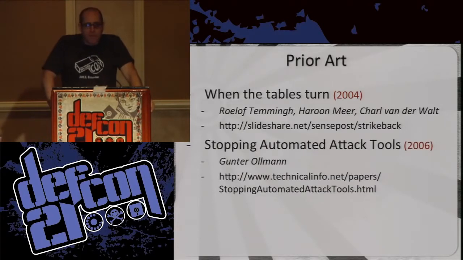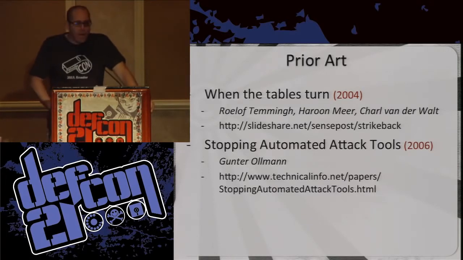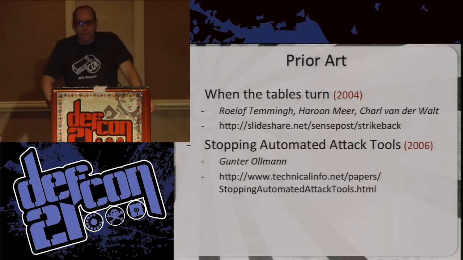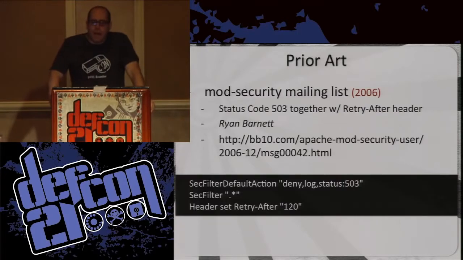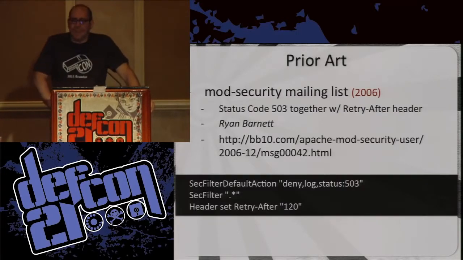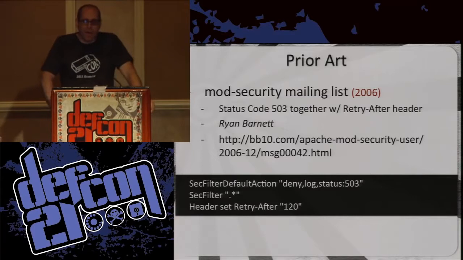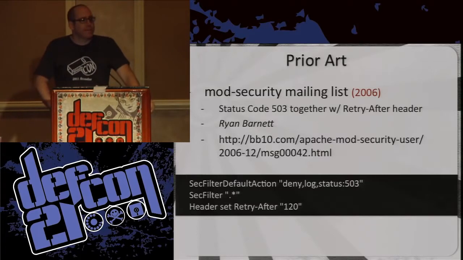There was an interesting paper by Gunter Olam, and I've probably totally mispronounced his name there. There's a PDF where he talks about stopping automated attack tools. I was like, okay, well, this must cover it. And he covers lots and lots of stuff, but he doesn't really dig deep into using HTTP status codes to do this stuff. So I carried on, and I was informed, should we say, of a mailing list comment where Ryan Barnett said that, well, maybe we can reply with a 503 with a retry after header.